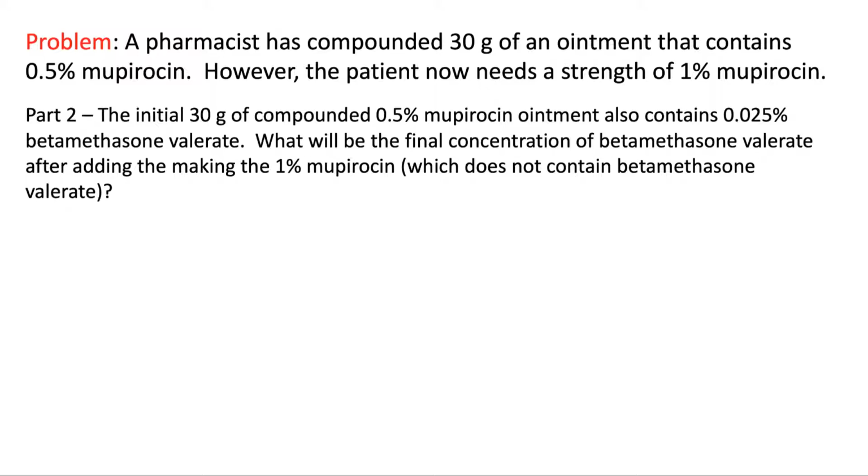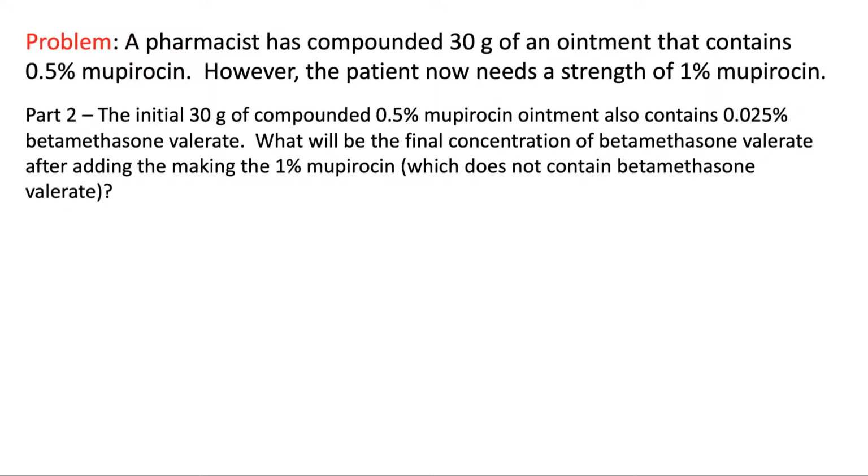And again, it reminded us that when we added our 2% to make our 1%, that 2% did not contain any betamethasone. So the only betamethasone we had was what was already in this 0.5% concentration. While we were fortifying, or increasing, the concentration of the mupirocin from 0.5% to 1% in the previous alligation question, I love this question.